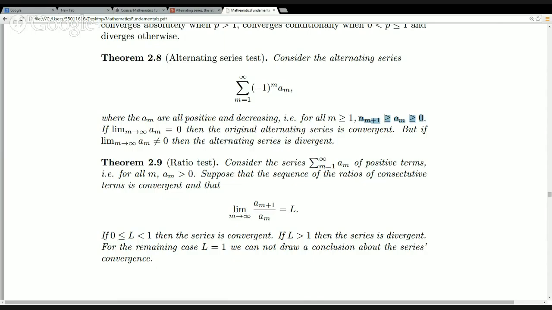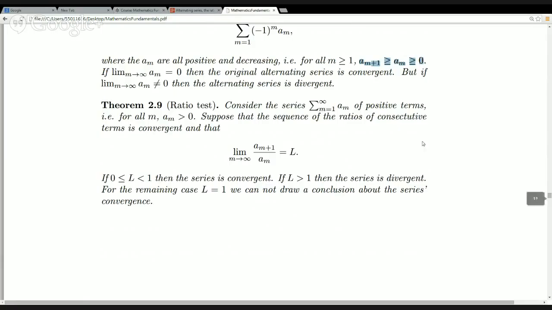Okay? But where the step size is converging to 0, you get this kind of zeroing in behavior in the partial sums, and the whole series will be convergent. Okay? So that's a little discussion of the alternating series test. The next test is very important and very, very powerful, and this is the ratio test.